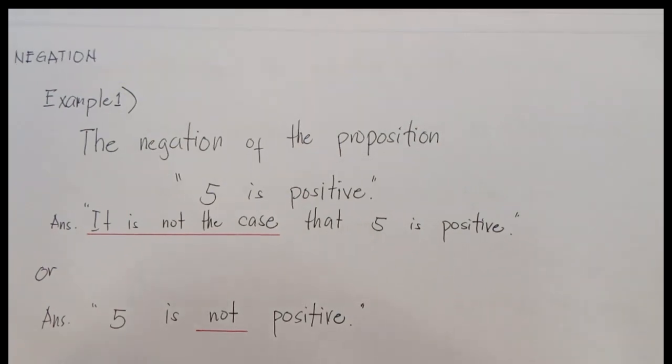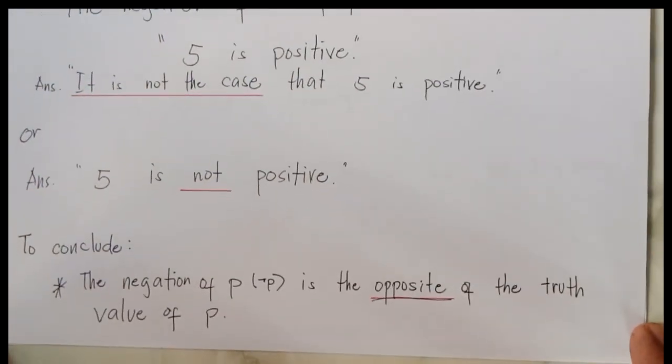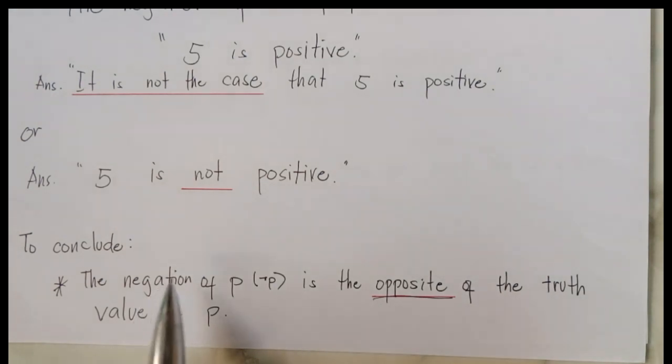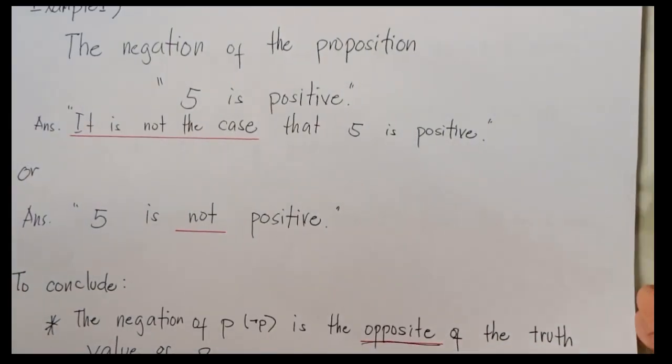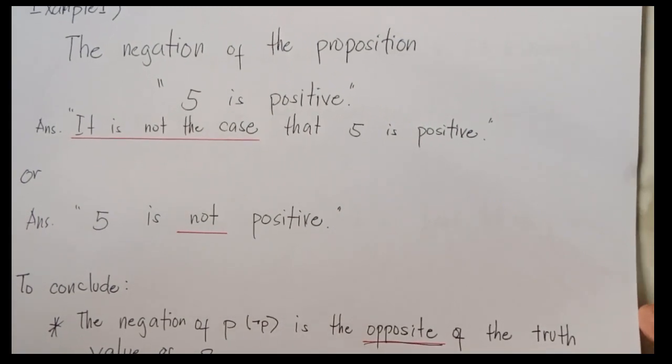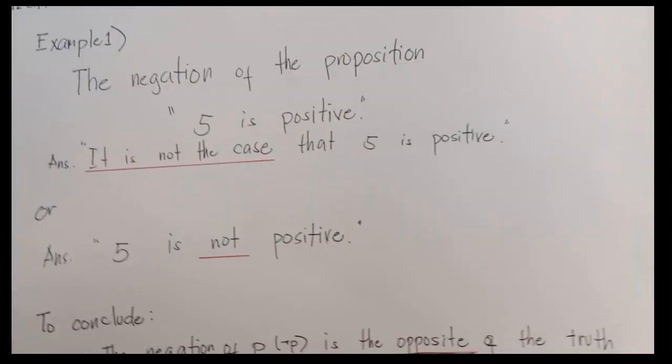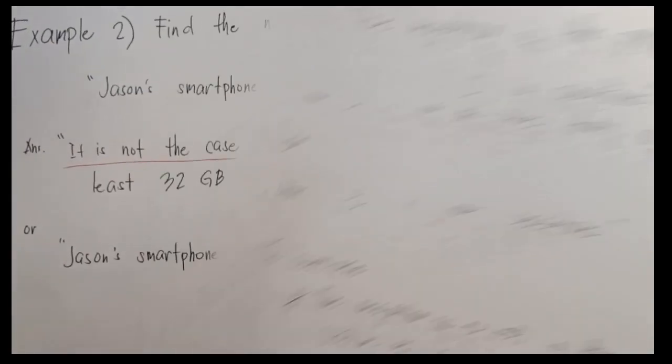So the answer is now the opposite of the true proposition. To conclude, the negation of P is the opposite of the truth value of P. That is how to make the negation of P. To understand more, let us have another example.